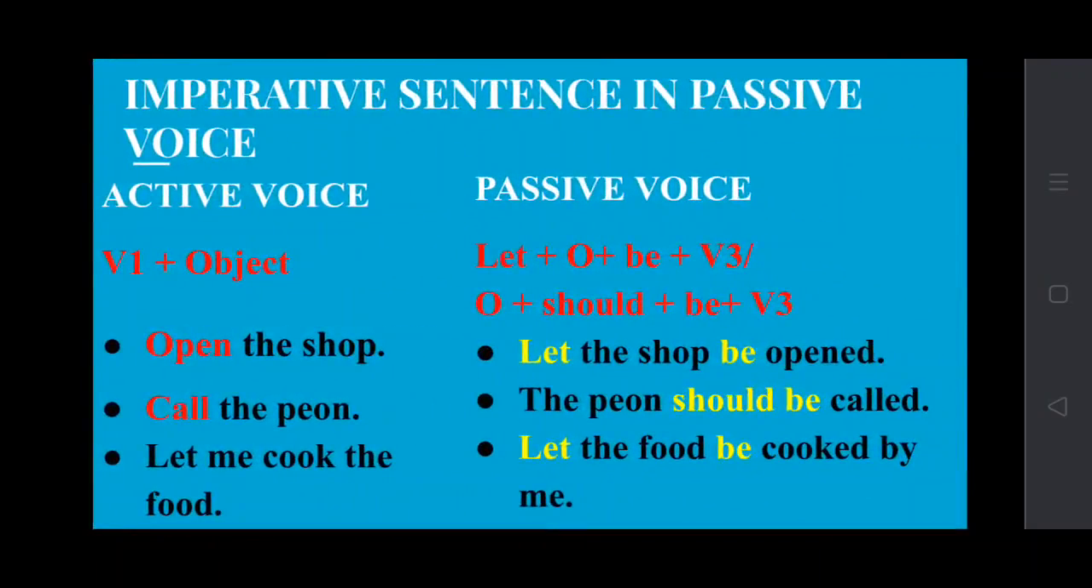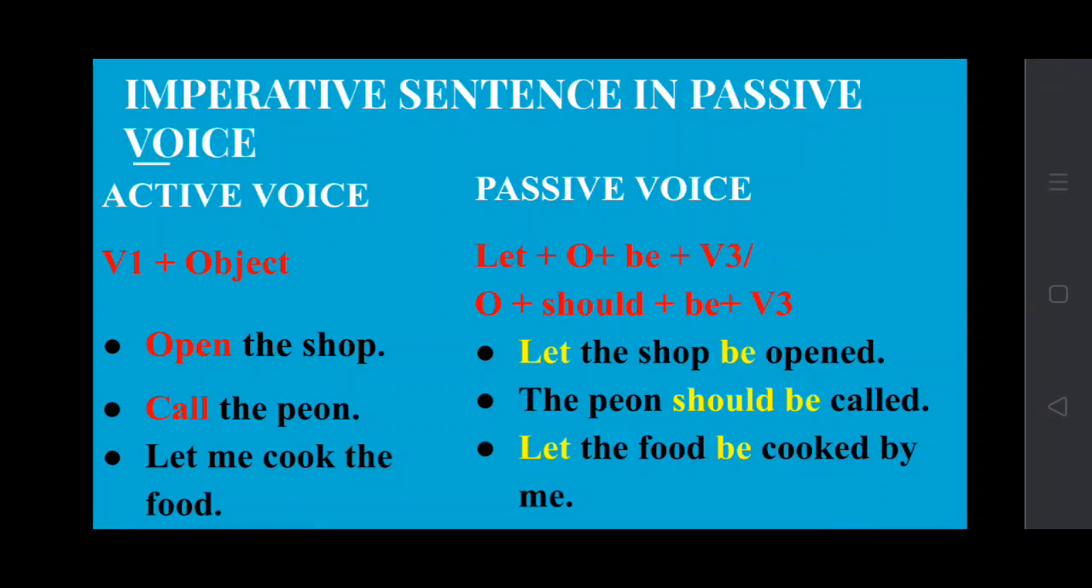Now see the imperative sentences. When we write an imperative sentence in active voice, we write first the main verb and then the object. So it will be changed as we will first use let, then the object, then be and the third form. Or you can write object plus should. We can use should plus be and the third form.